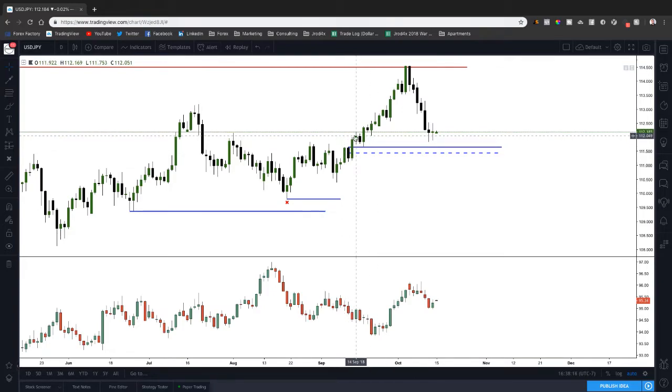these markets, because this pair is very, very respected in terms of technical analysis. So just keep an eye on that.